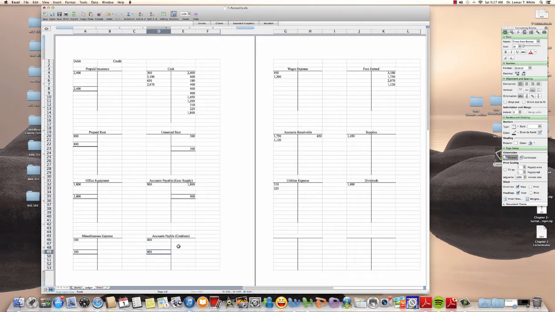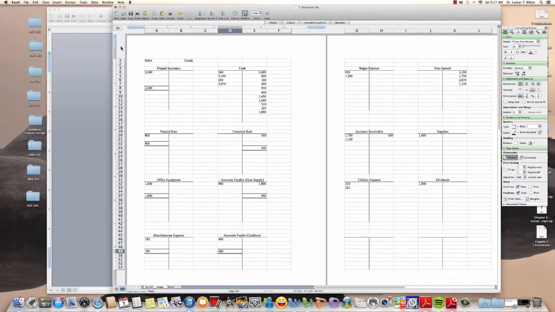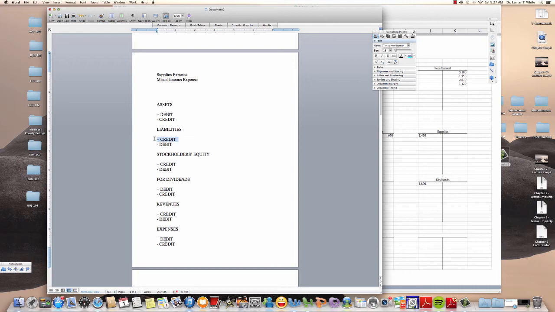Okay? So this accounts payable probably had a balance from chapter 1, which we did not include here, and that's why it has a debit balance. But normally, it should have a credit balance, because remember, whichever side, debit or credit, increases the account, that's where the normal balance is. And this is a liability, which we know is increased by credits.